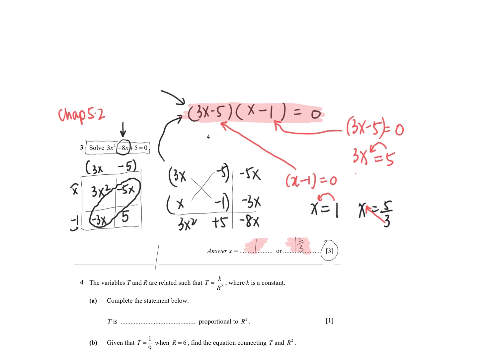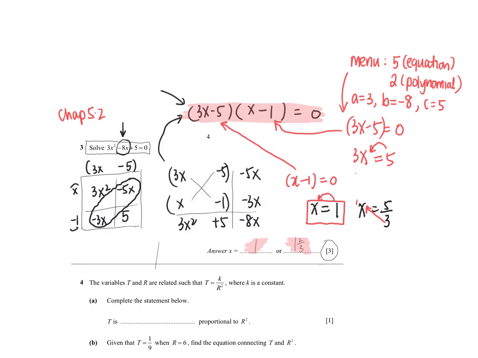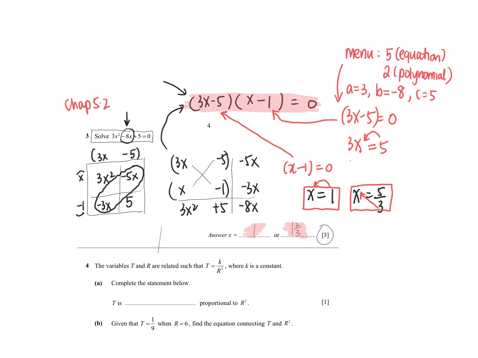The calculator, is it? You choose your menu. Go to 5 for equations. And then when they say polynomial, you write degree 2. Okay, then you key in your A. Your A to be 3, B to be minus 8, and C to be 5. So once you key in, they will give you these 2 solutions. You work backwards. Okay? So this is by calculator. So there will be 1 question like that, 2 or 3 marks.